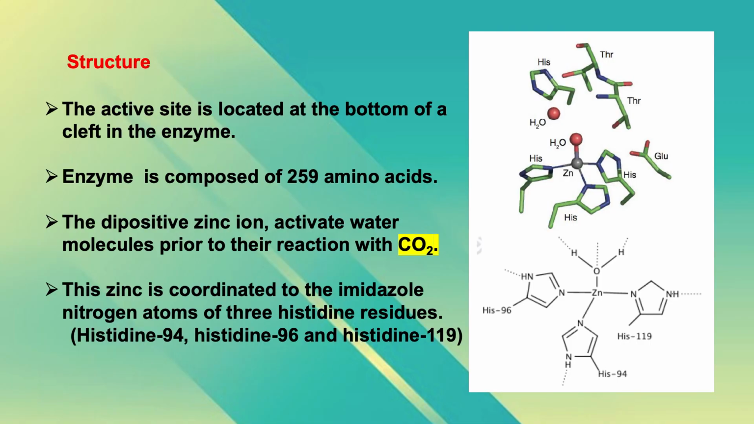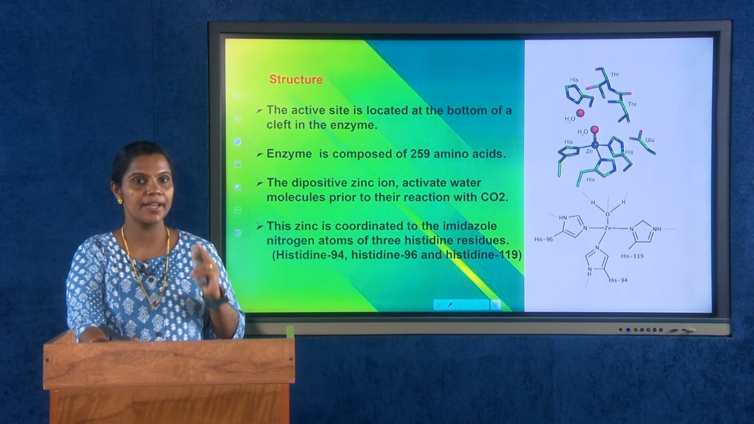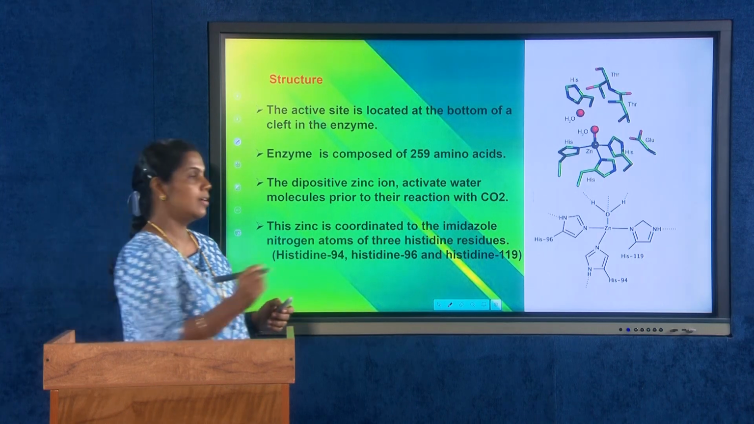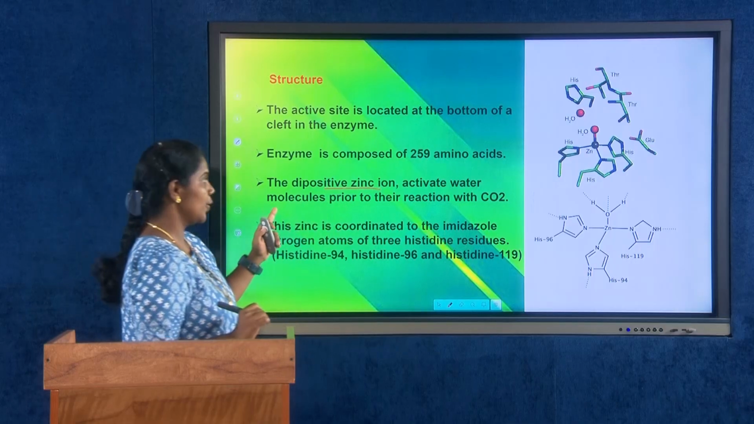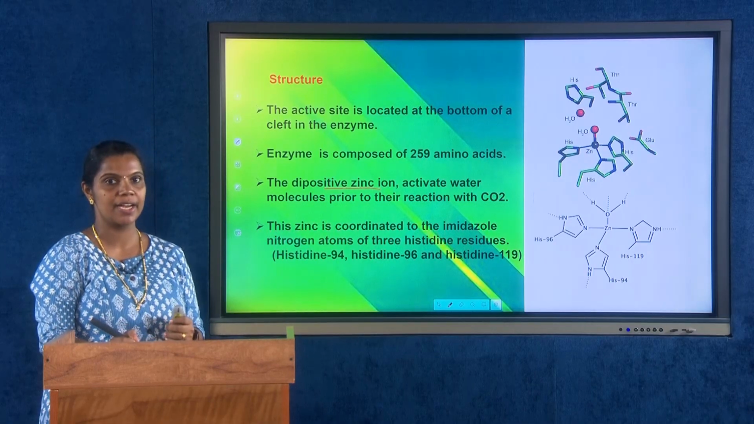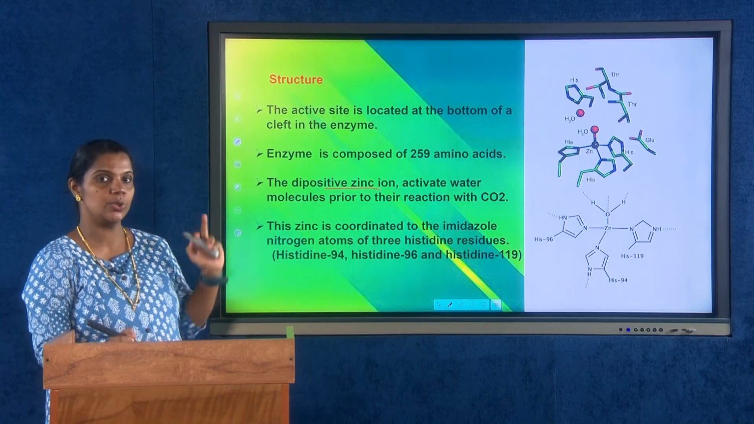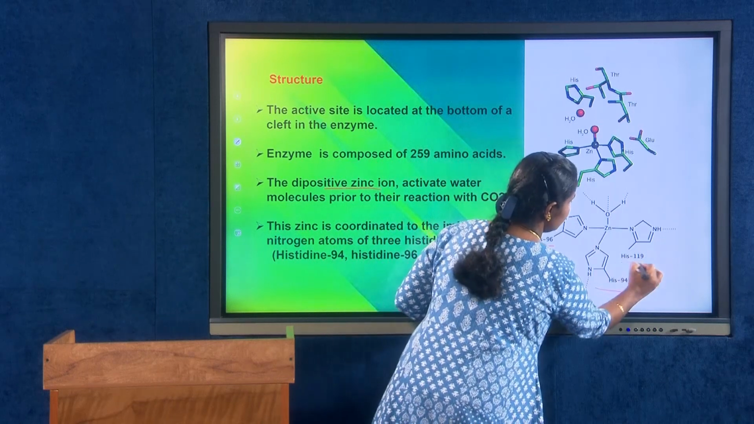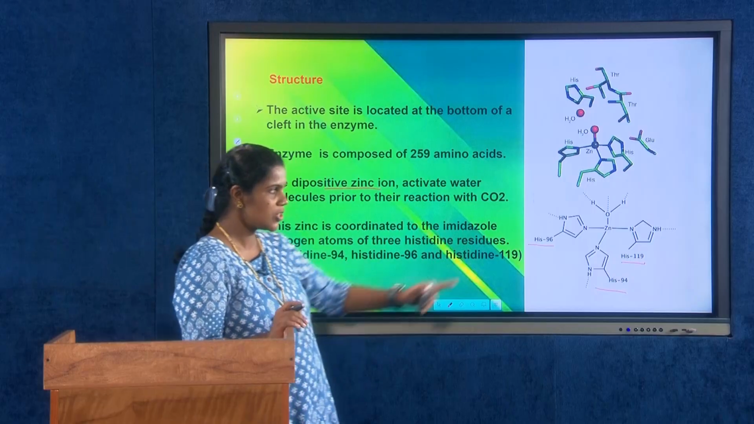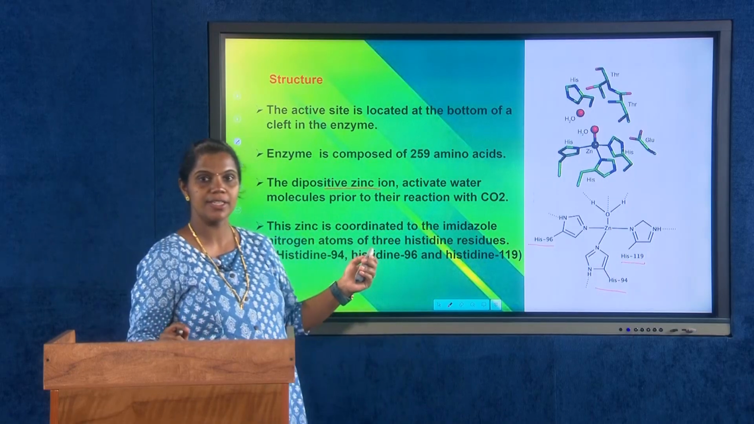Now, we are going to see the structure of this enzyme. The active site of the enzyme is located at the bottom of a cleft in the enzyme. The enzyme is composed of about 259 amino acids. It contains a dipositive zinc ion, which activates the water molecule prior to the reaction with carbon dioxide. This zinc is coordinated to the imidazole nitrogen atoms of 3 histidine residues. You can see the 3 histidine residues to which the zinc 2 plus is coordinated.